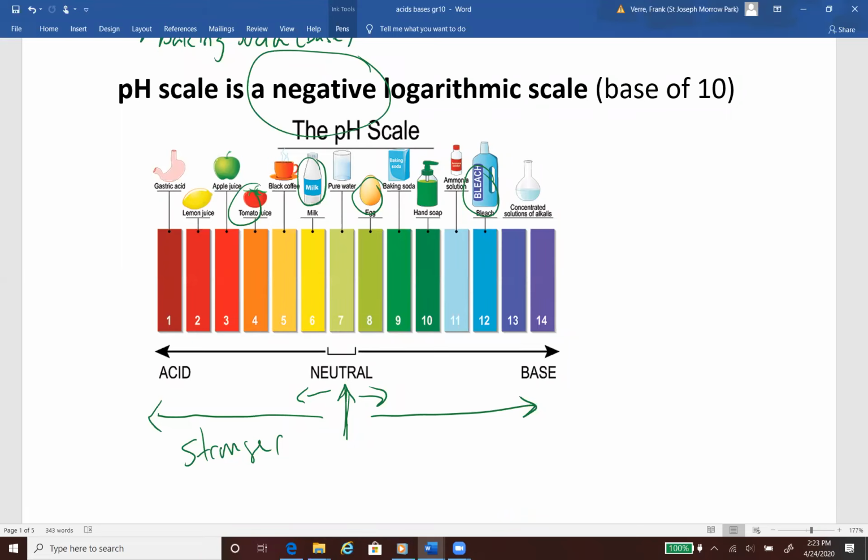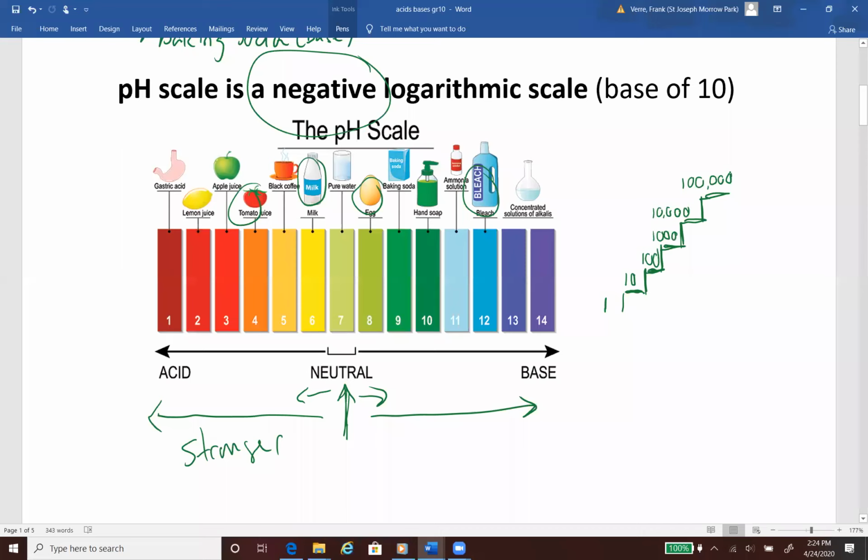What this means is that the scale goes up by factors of 10. So every time we go up the scale, we increase the value by 10. So for example, if this is 1, then one step up the scale would be 10. The next step up would be 100, and then it would be 1,000, and then it would be 10,000, and then it would be 100,000.